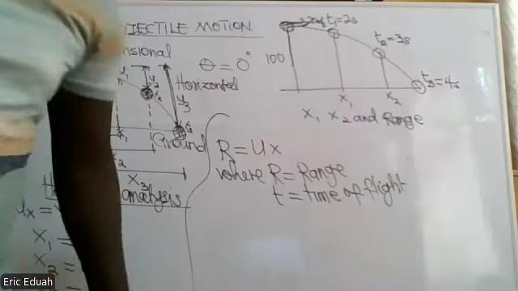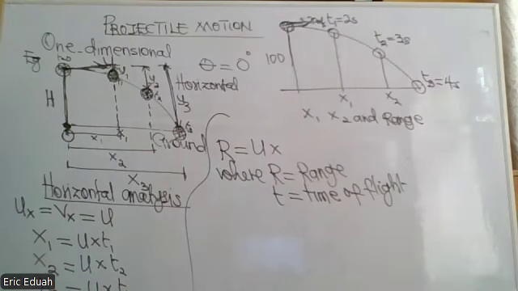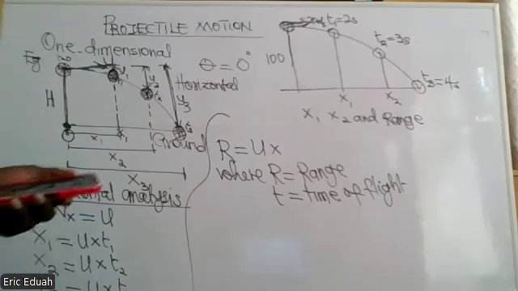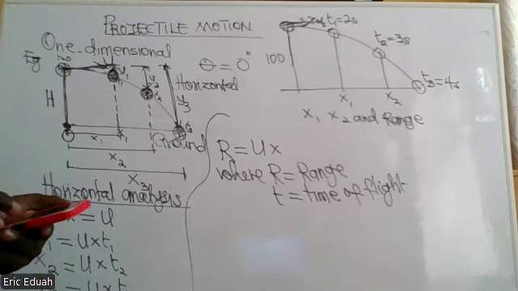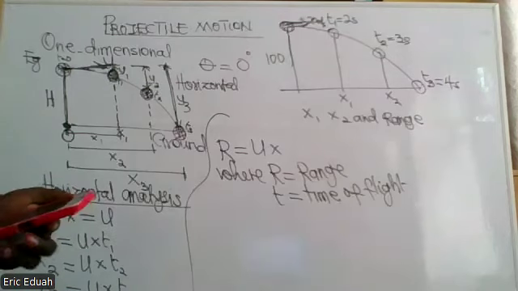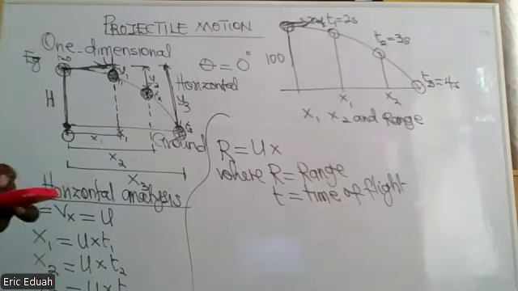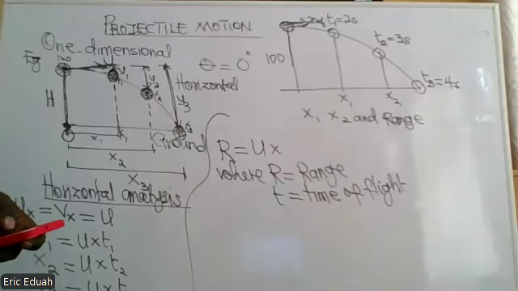Start where? Try it out. Sir, please, U is equal to what? U is 20 meters per second. Okay, sir, thank you. Determine X1, X2, and the range.